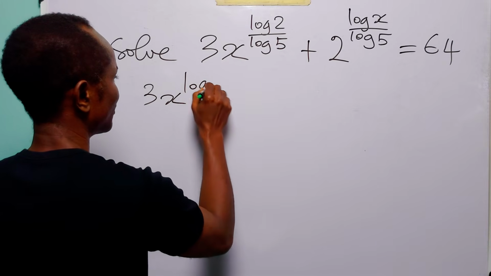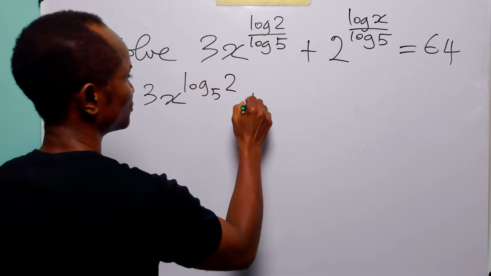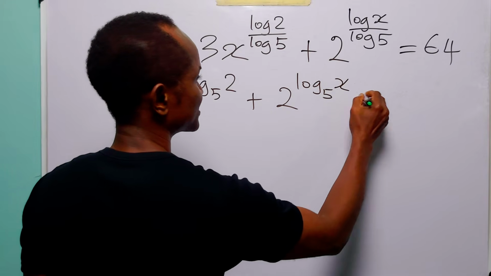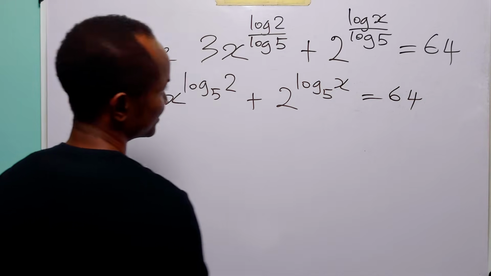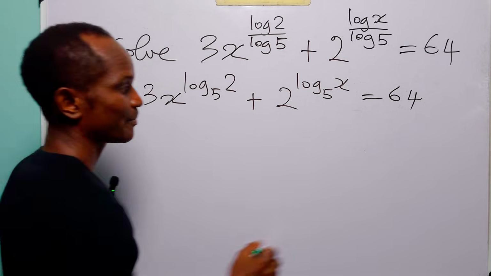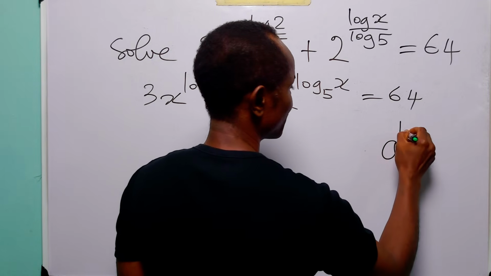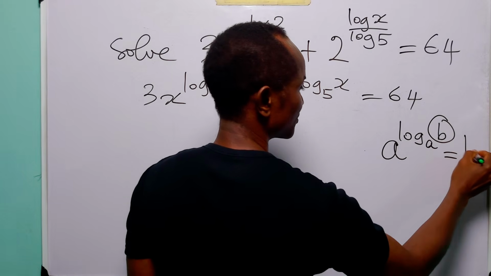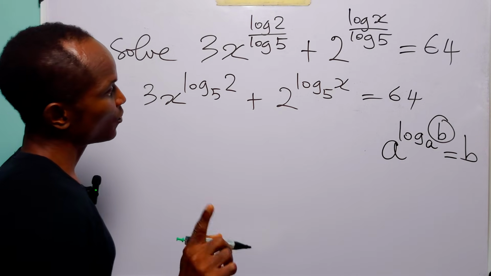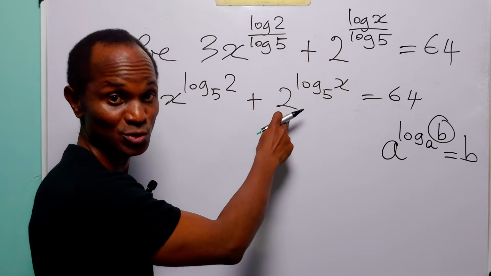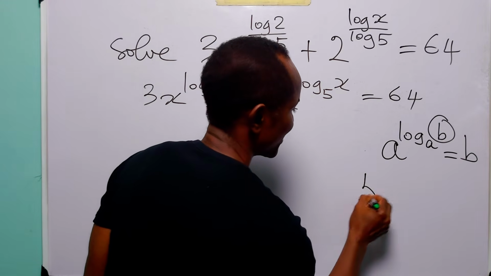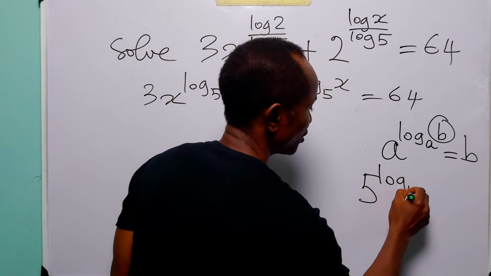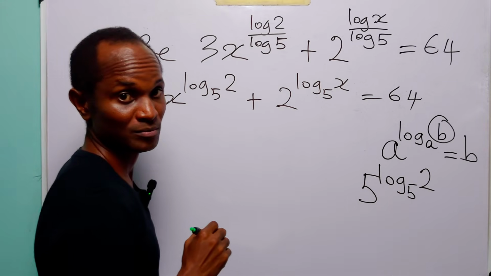3x to the power log base 5 of 2 plus 2 to the power log base 5 of x is equal to 64. Now, let us remember that a to the power log base a of b is equal to b. What we are going to do is that we will rewrite 2 as 5, since we are working in base 5, to the power log base 5 of 2.